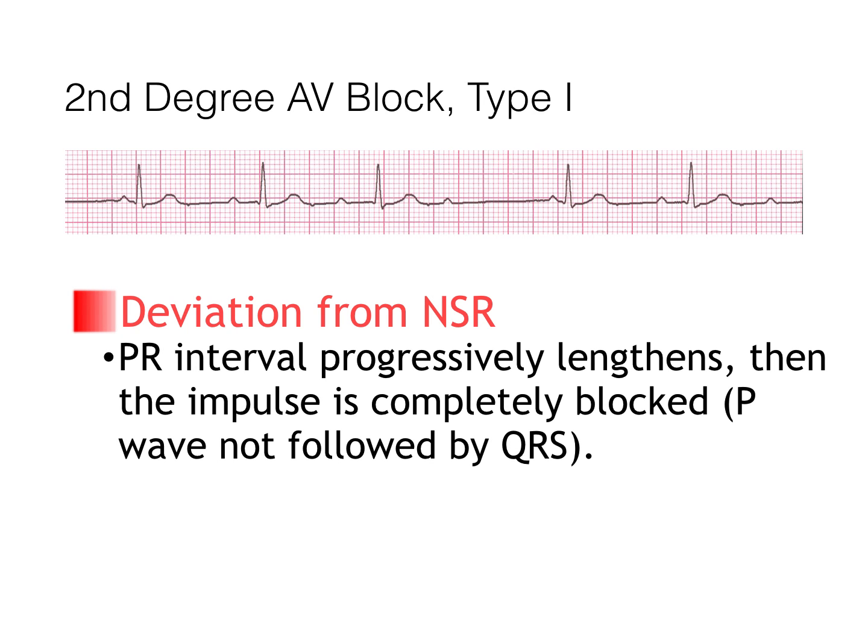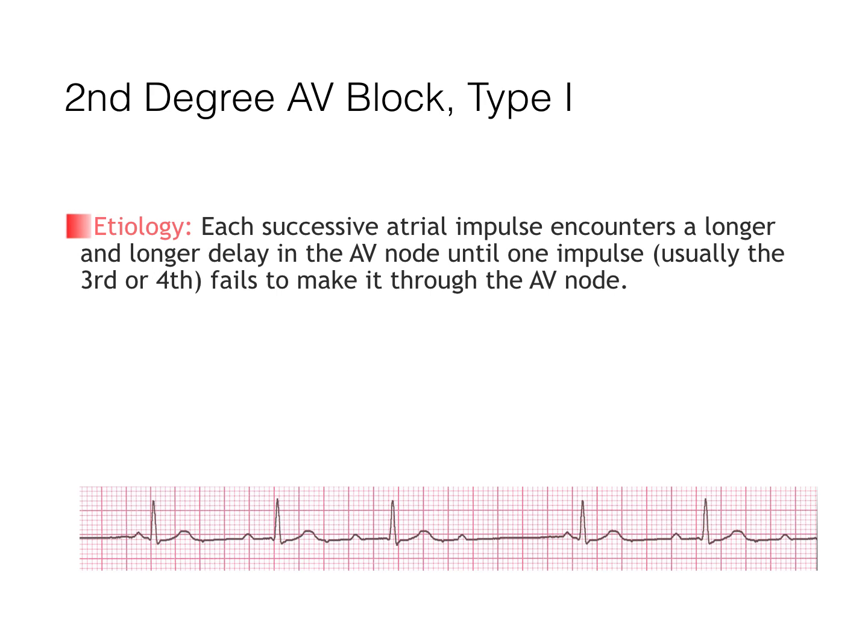The PR interval progressively lengthens, then the impulse is completely blocked, meaning a P wave will not be followed by a QRS complex in second degree AV block type 1. Each successive atrial impulse encounters a longer and longer delay in the AV node until one impulse fails to make it through the AV node. It is usually the third or fourth impulse.